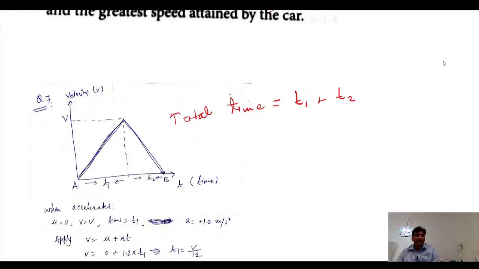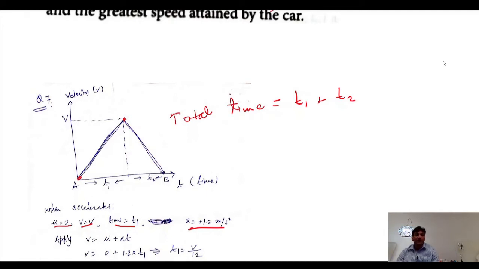Okay, when it accelerates, it has started from here and it has reached here, right? When it started, at that time velocity was 0, so that is u, initial velocity. And the final velocity, generally called v, I have also considered as v. So final velocity is v, time taken is t1, and acceleration is given. Acceleration means positive sign, and deceleration is also an acceleration, but that would be in negative sign. So a is 1.2 meter per second square, right, because it was accelerating.